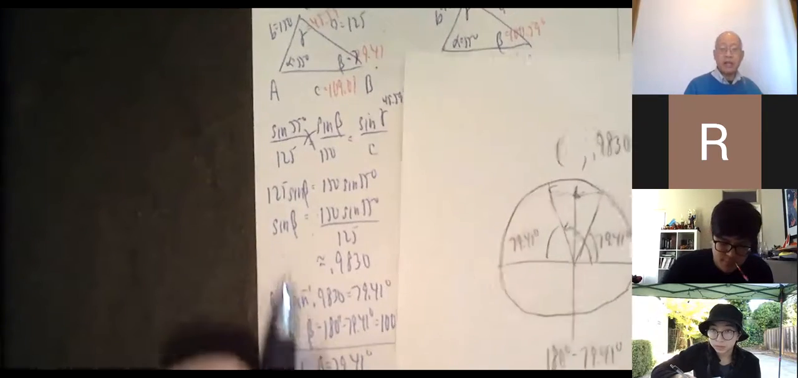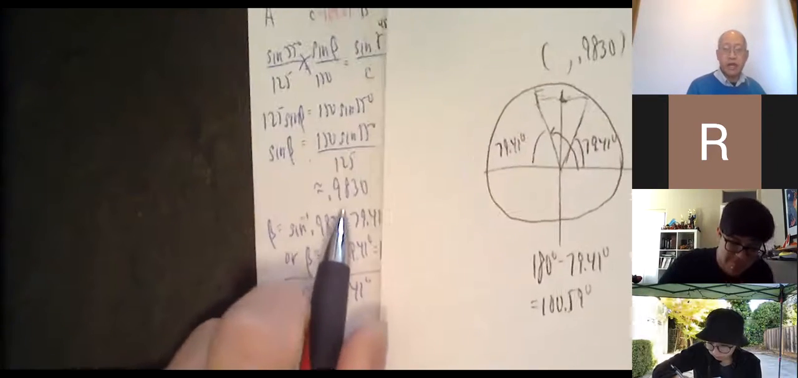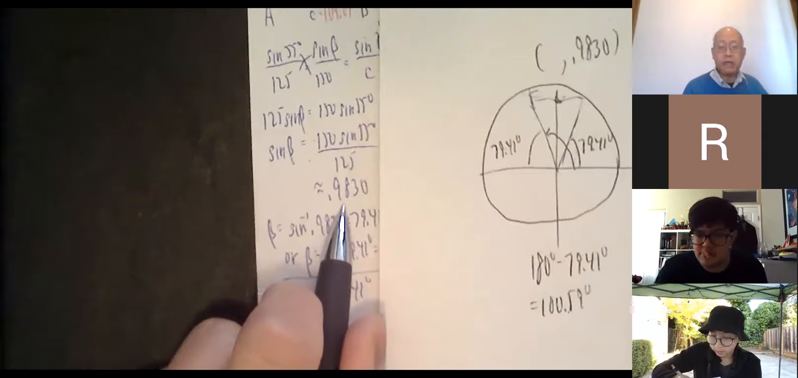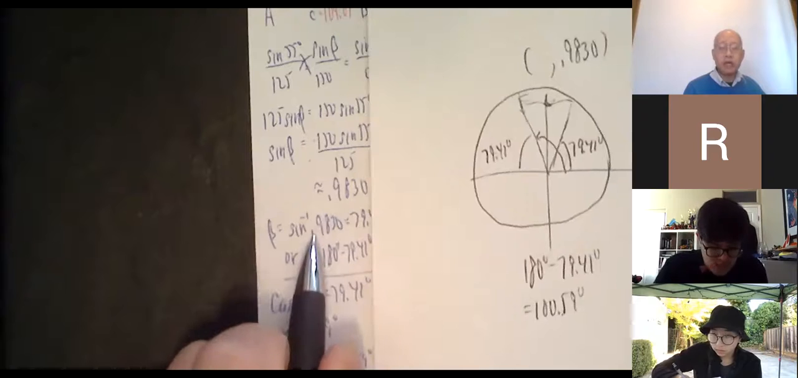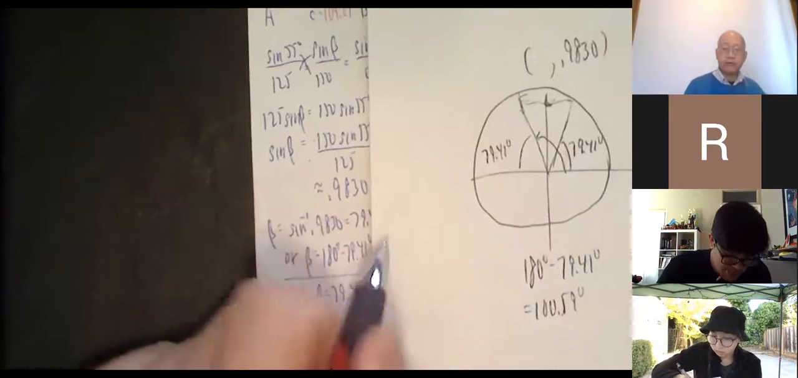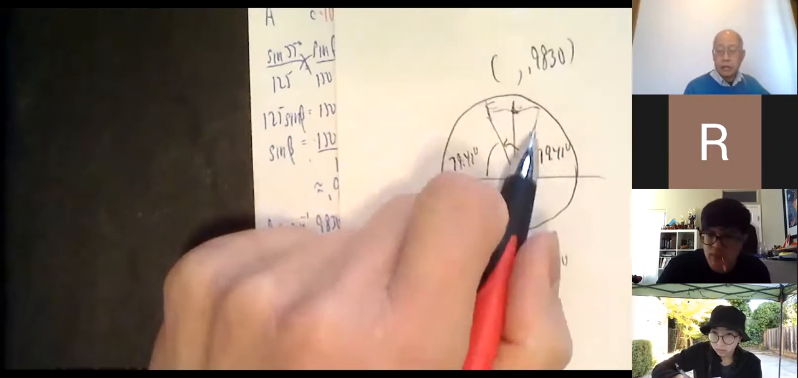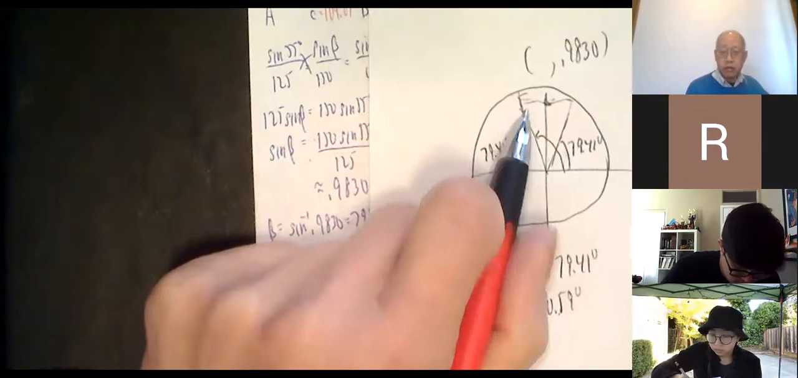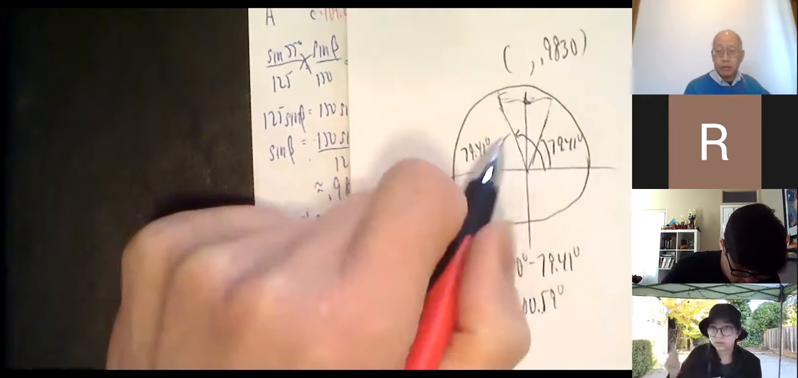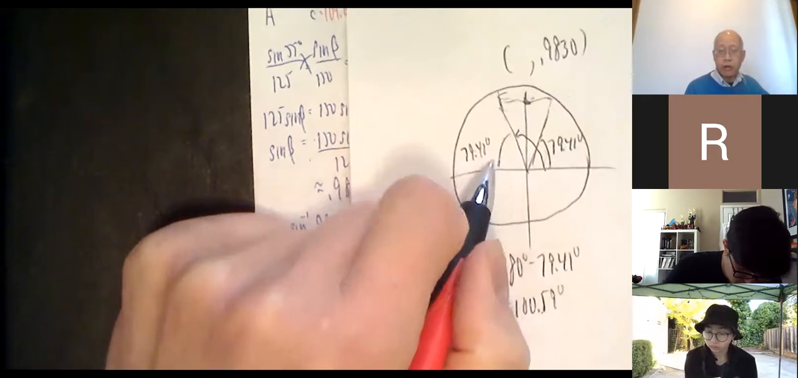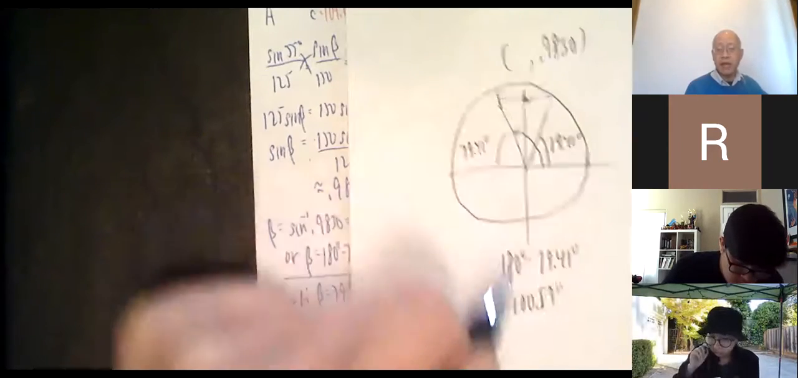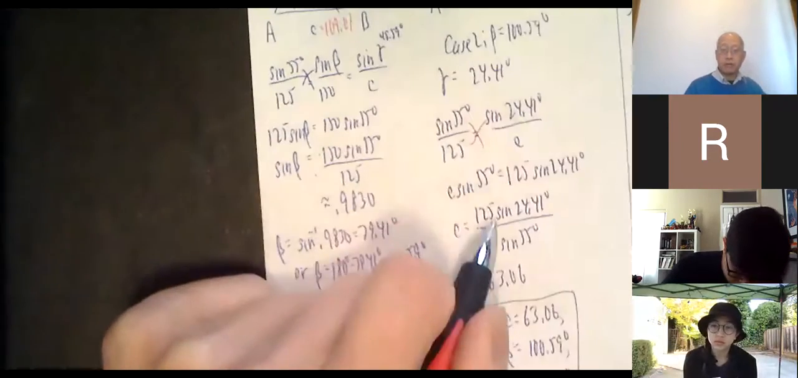So it's a little bit tricky. One more time, I got to here. Sine of beta is 0.9830. There's actually two angles that will work. Your calculator is only going to give you the nice angle, the first quadrant angle, 79.41 degrees. But there's a second quadrant angle that also works. By symmetry, this would be 79.41. So to find this angle in standard position, I would go 180 minus that, which is 100.59 degrees.